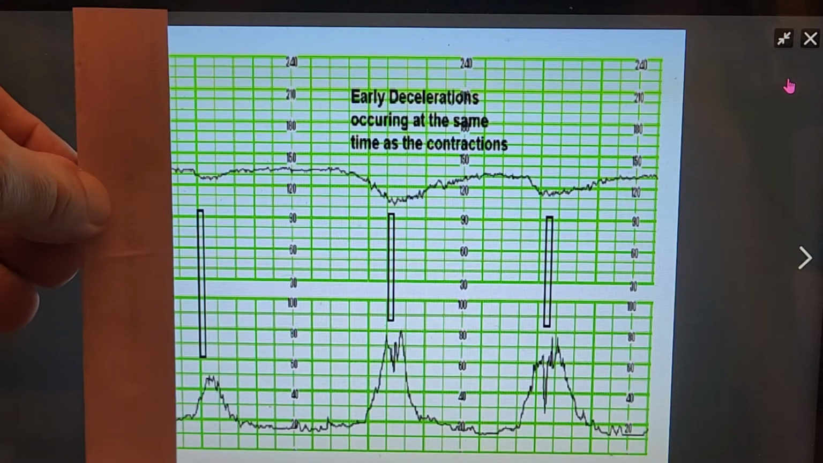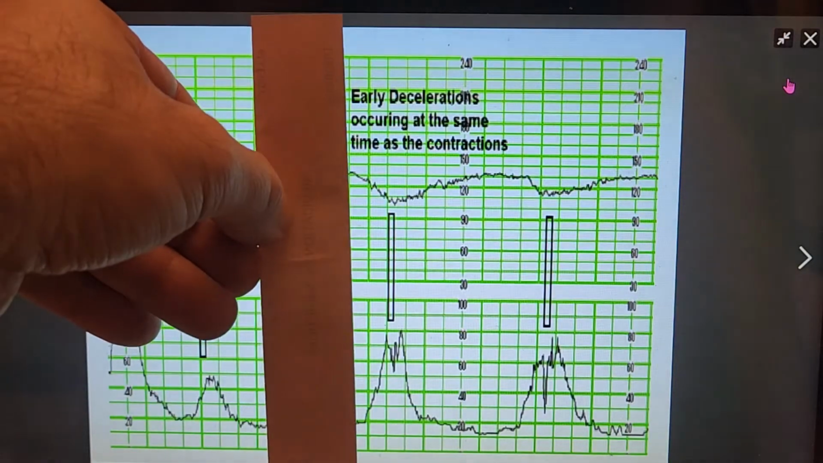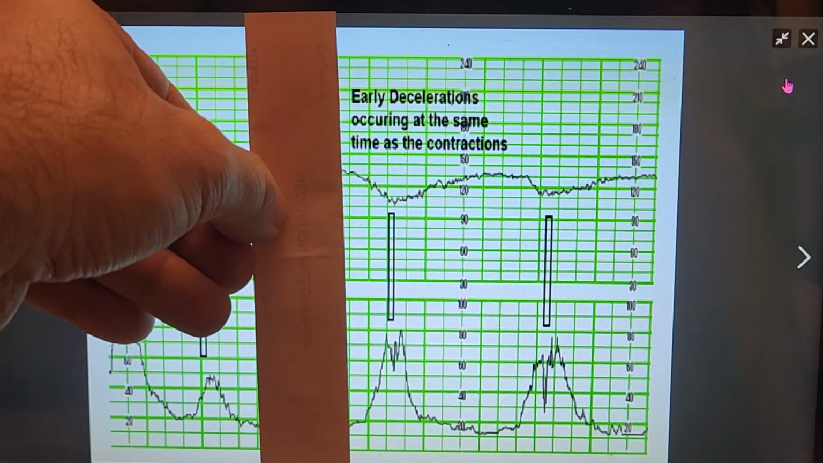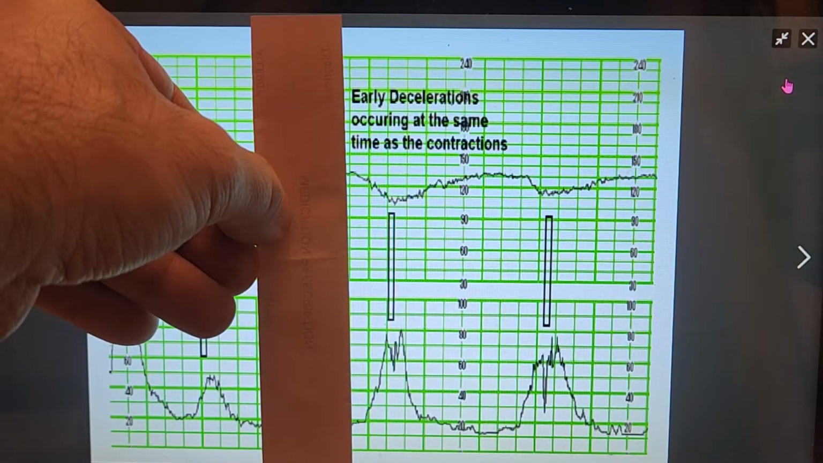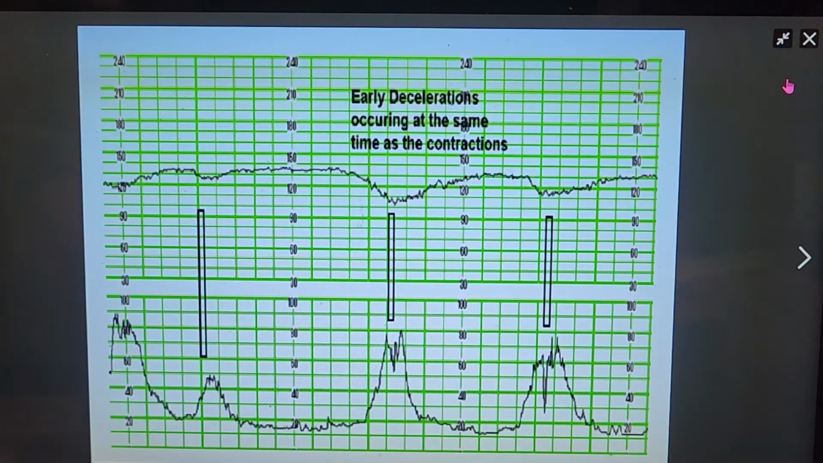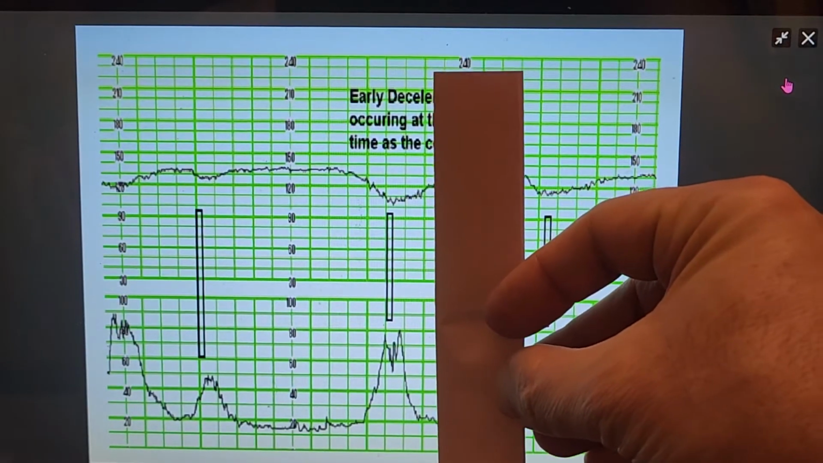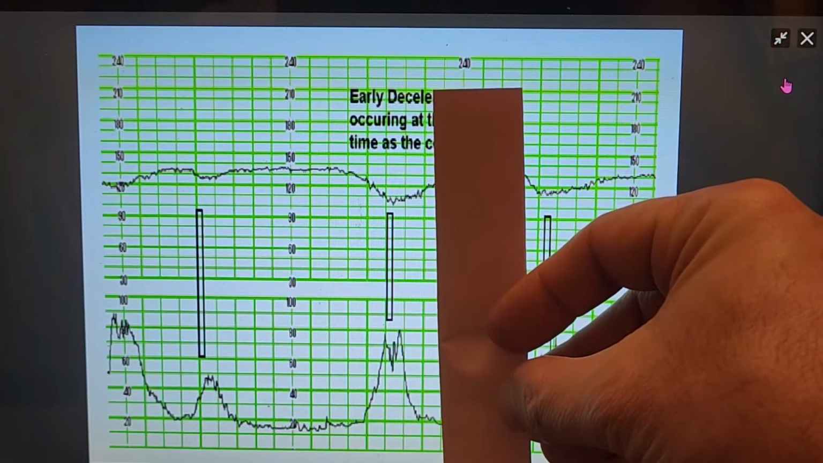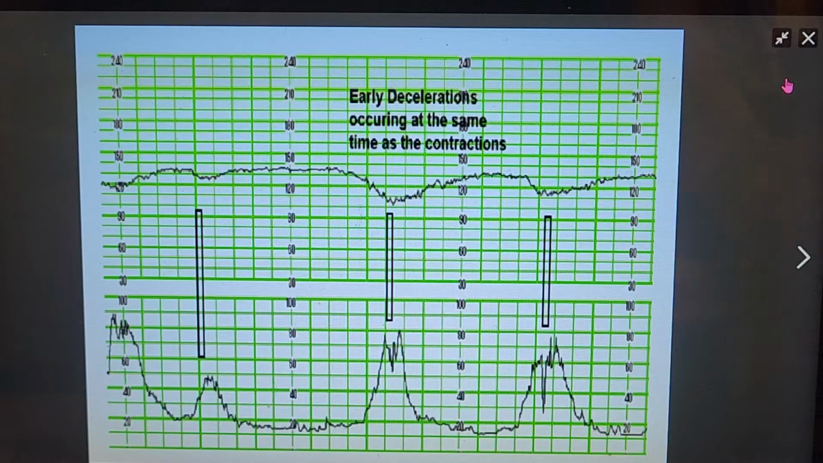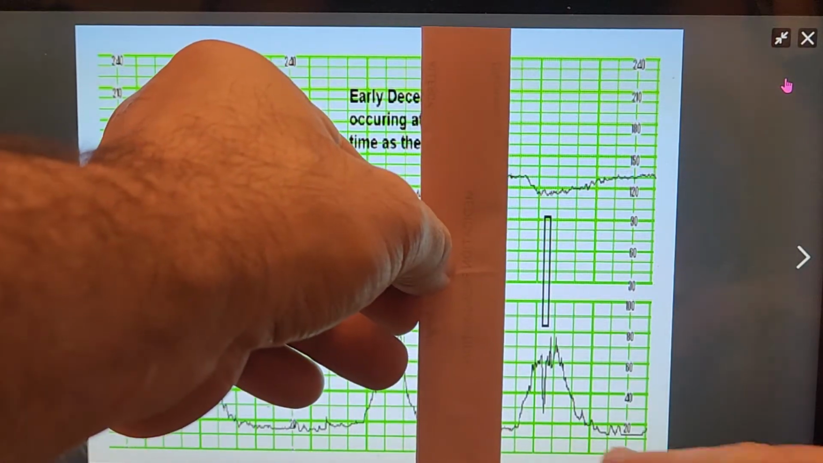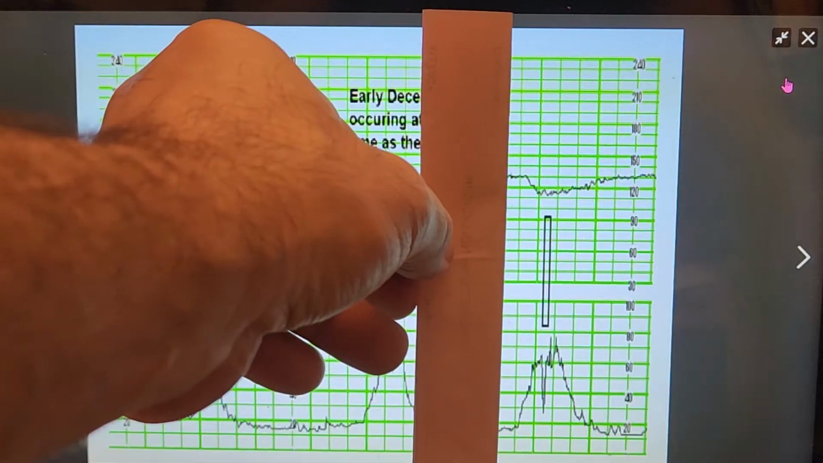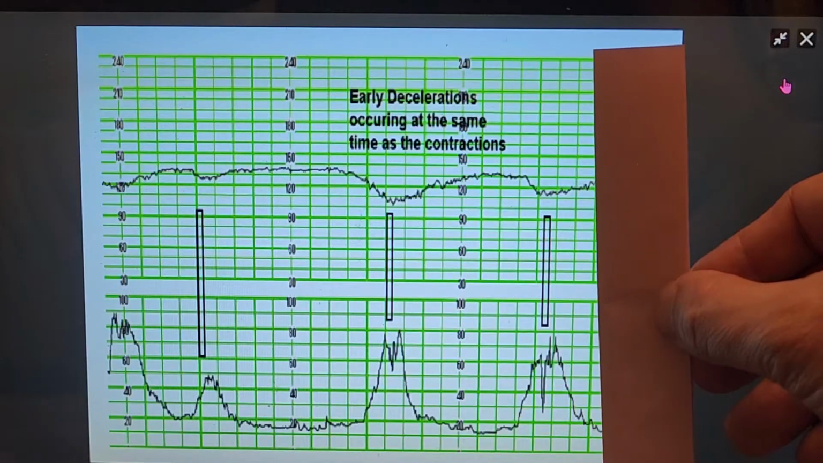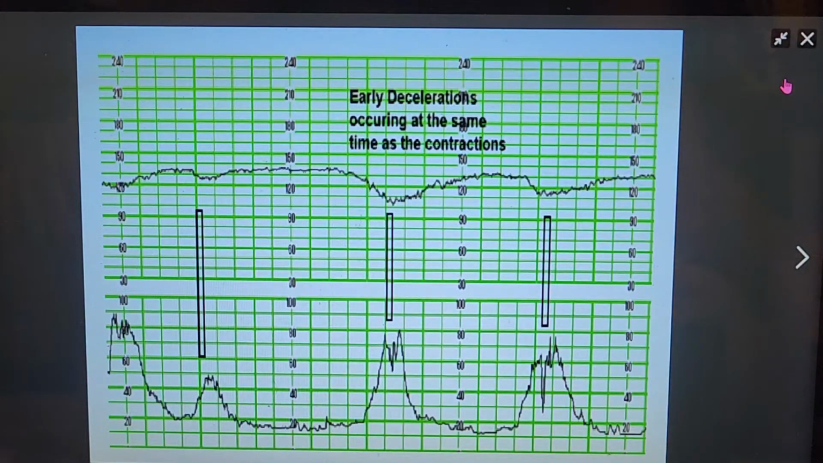What we can tell if this is early or late, you can use your paper here, you can put it this way, and as you can see, it's like a mirror image. The contraction starts with the decelerations, and then once the contraction recovers, the deceleration starts to recover. So this is considered early deceleration. If you check it again, you can see here the contraction starts, which is at the bottom here, and when the contraction recovers, the deceleration recovers. So this is considered early deceleration.